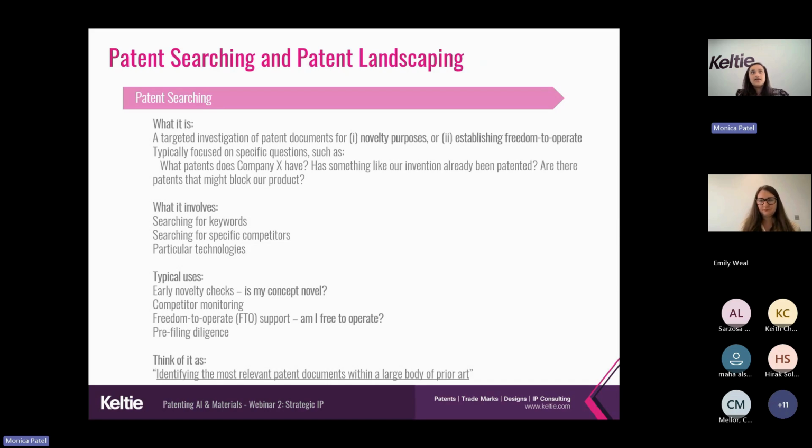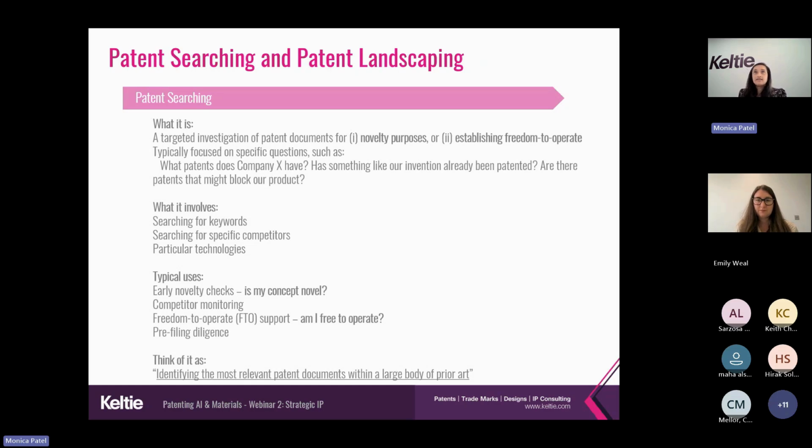Patent searching is about a detailed, targeted investigation of patent documents. And so this can be used for one of two purposes. One, it could be used for novelty. So what that means is investigating patent documents that already exist to check whether the invention that you're thinking about patenting, or certain features of that invention, are novel, are in fact new over what's already been published and what's already in the public domain.